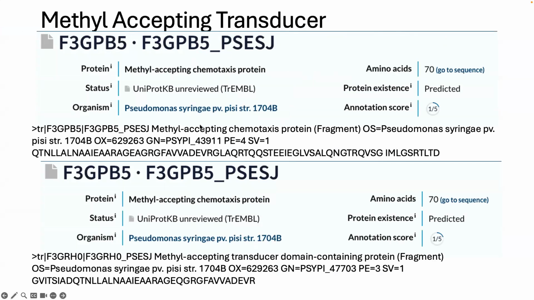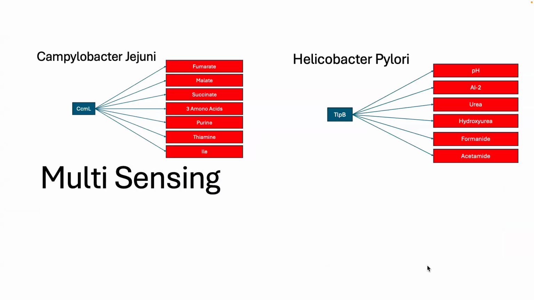And so methyl accepting chemotaxis protein fragment, methyl accepting transducer domain containing protein. So these are fragments that are focusing on the methyl accepting transducer. Interesting thing for us to be thinking about here, and I'm going to be coming back to that again in a little bit.